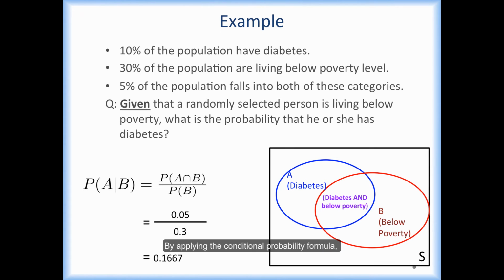By applying the conditional probability formula, we have the probability of A given B equals the probability of A intersect B divided by the probability of B, which is 0.05 divided by 0.3. And the answer is 0.1667.